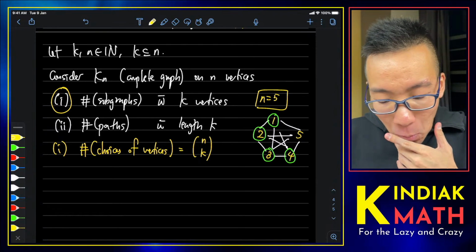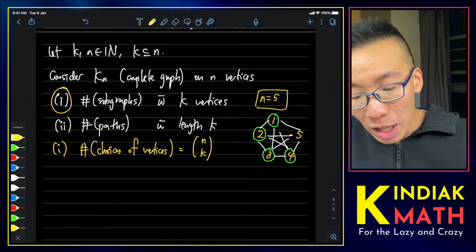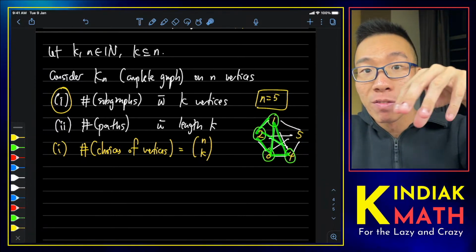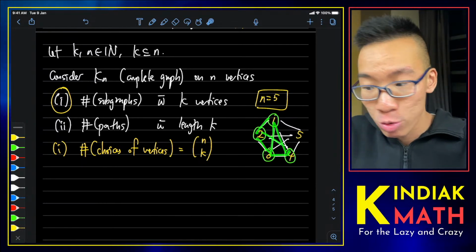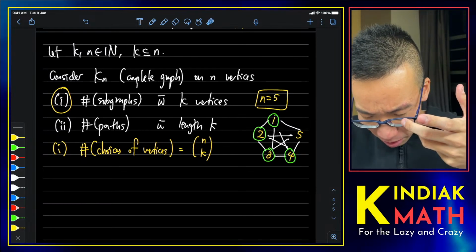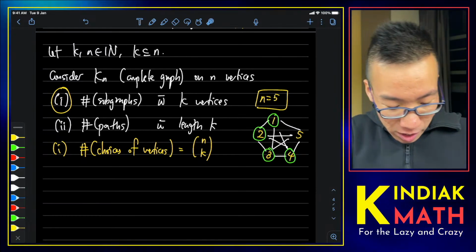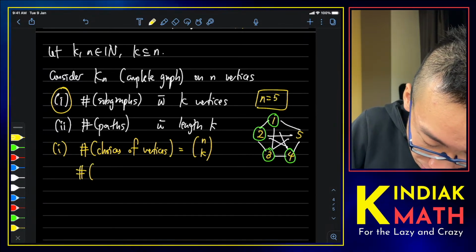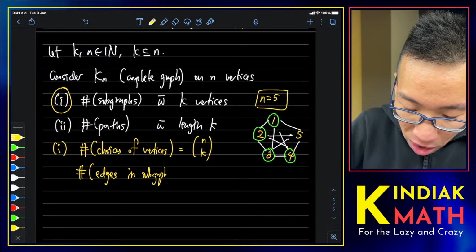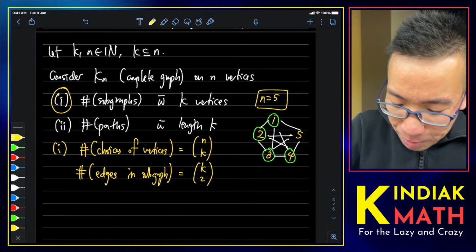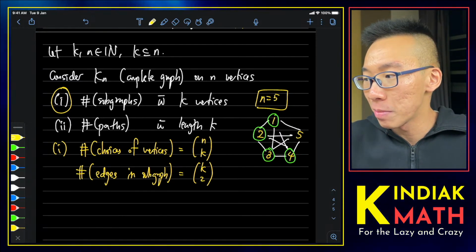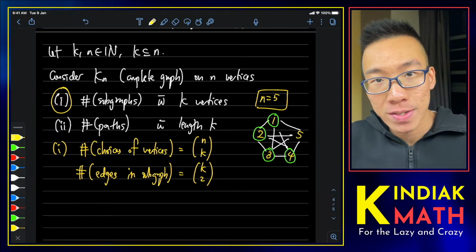And then what do we have afterwards? Well, the total number of edges inside such a graph is going to be the number of vertices choose 2. So in this case, we get 4 choose 2, because these are all the different possible edges you could create. So the number of edges in the subgraph is k choose 2.